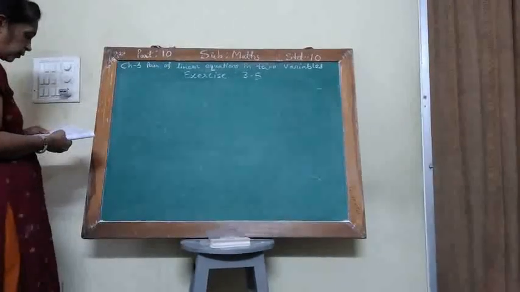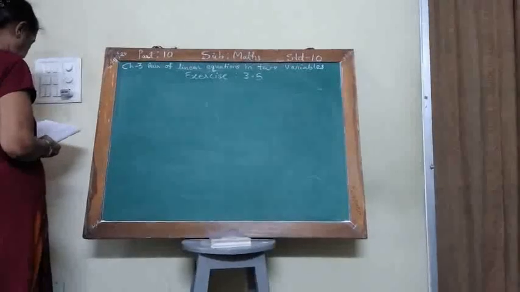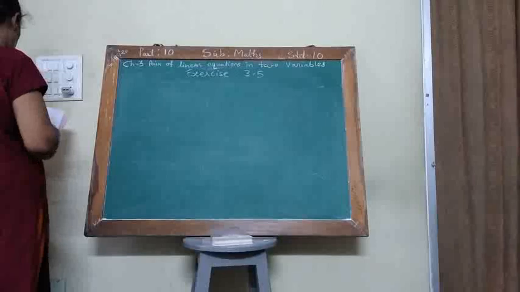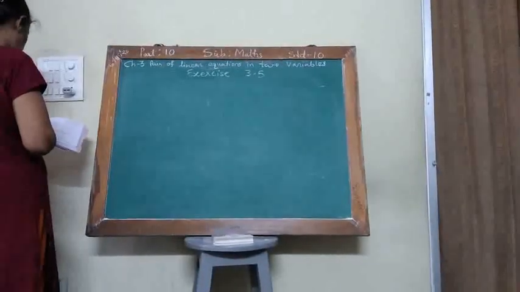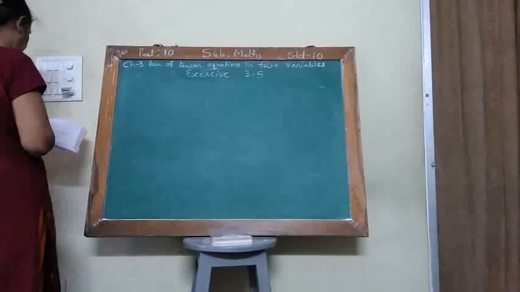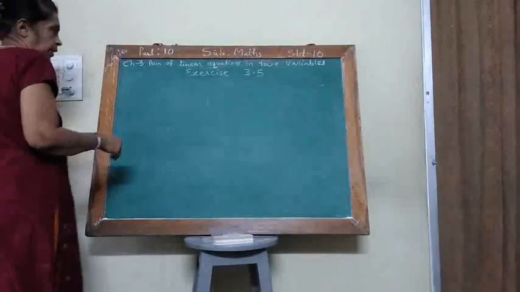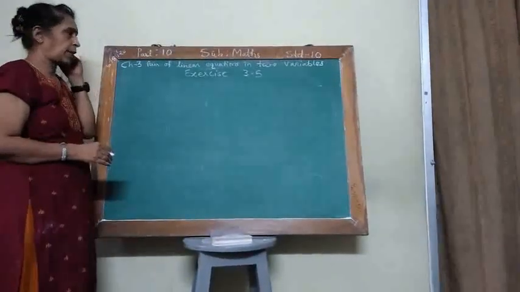Example 4, and how many sub-examples are there? Example 4 has 4 sub-examples. Oh no, 5 examples. So this example 4 is a very large sum, so I will do it next time. Example 4 has 5 sub-examples, so we shall do it next time.